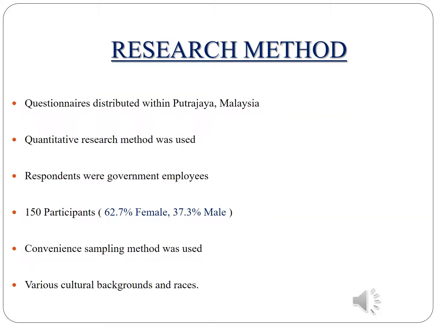For the research method, the questionnaires were distributed within Putrajaya, Malaysia. Quantitative research method was used, and the respondents were only government employees. There were a total of 150 participants, 62.7% of them being females and 37.3% of them being males. The sampling method that was used was convenience sampling, and the participants were from different racial backgrounds such as Indian, Chinese, and majority of them being Malays.